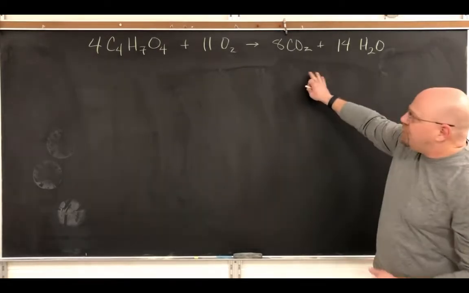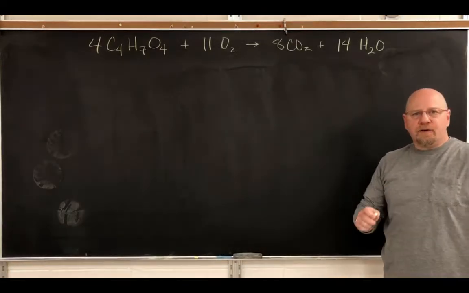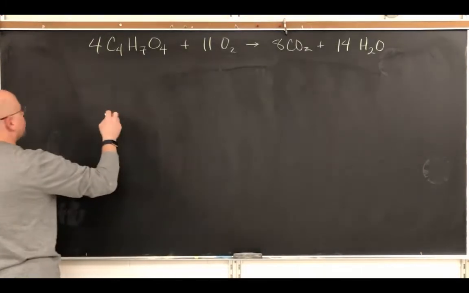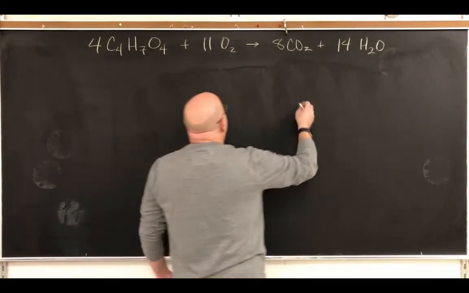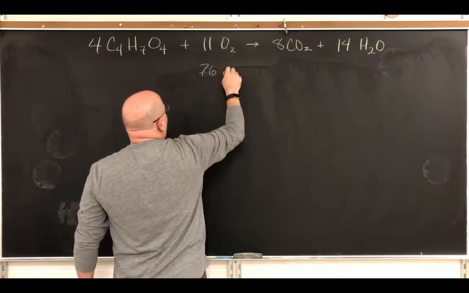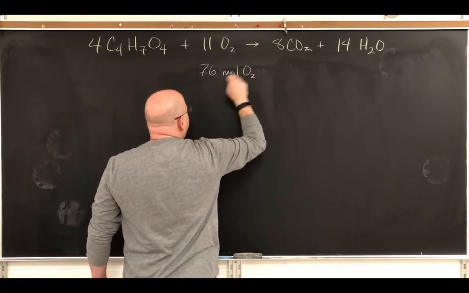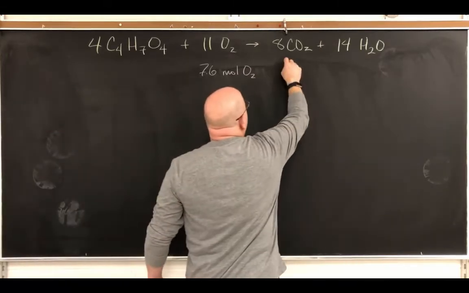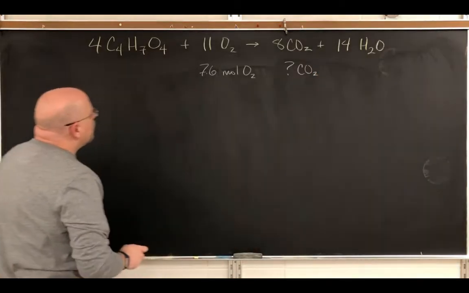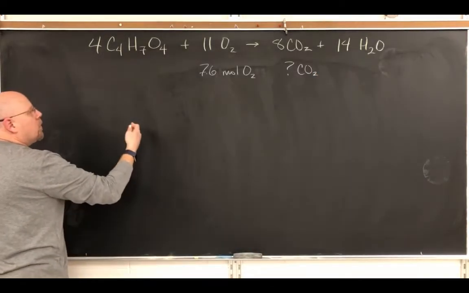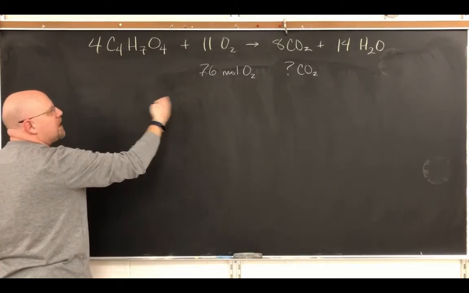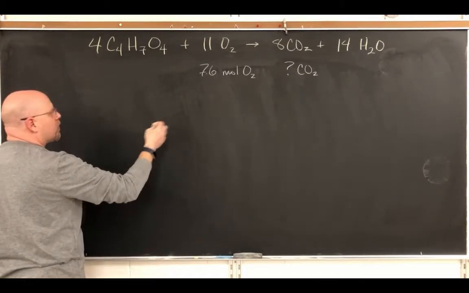So this is a reaction I'm going to use because it's got a nice mix of different coefficients. And the first question we're going to answer is, if I had 7.60 or 7.6 moles of oxygen, how many moles of carbon dioxide would that make? So we're going to use our balanced equation to set up our conversions to be able to go between the different, in this case, oxygen and carbon dioxide.